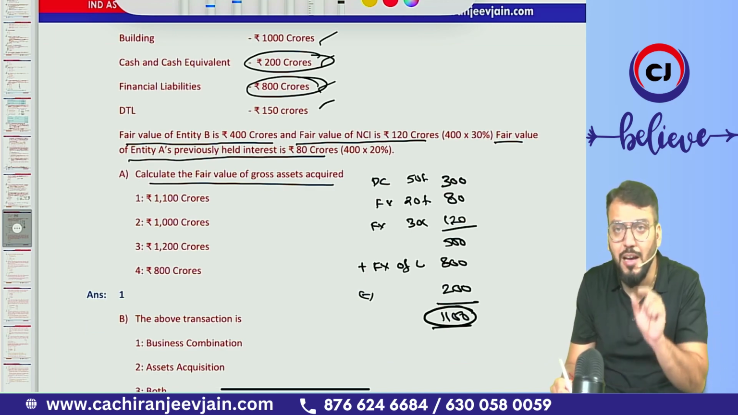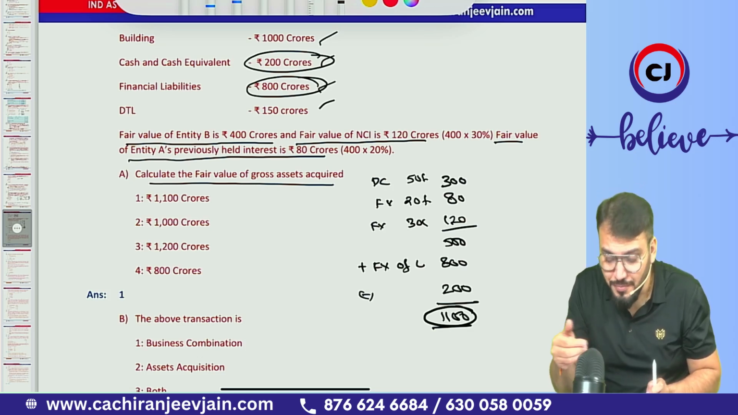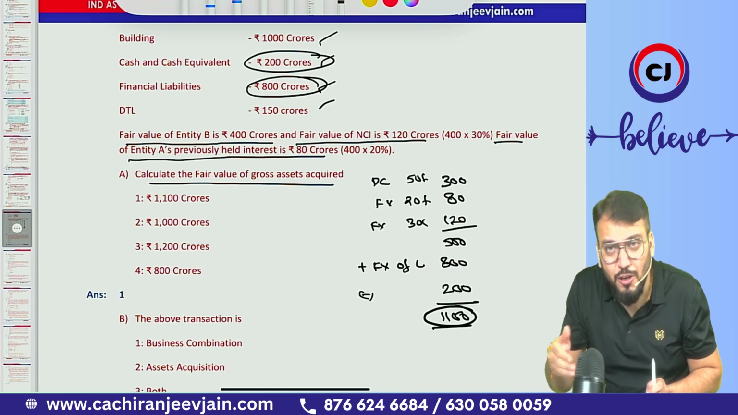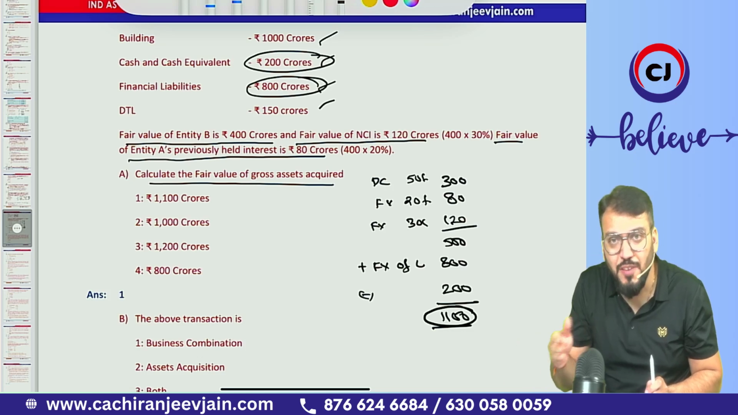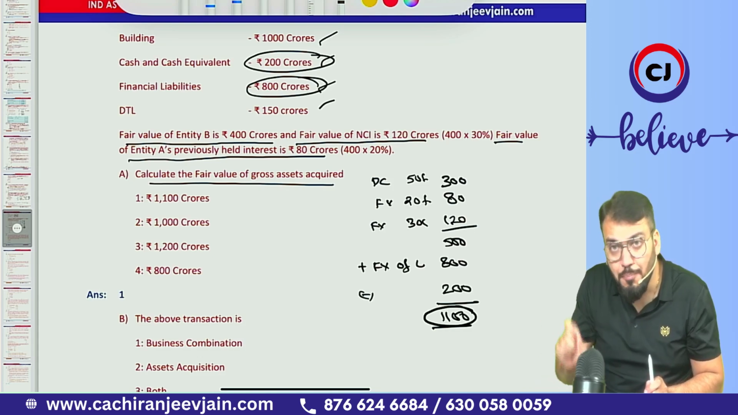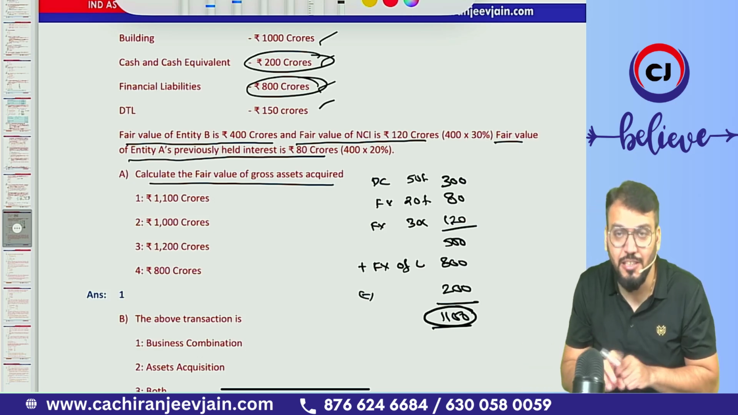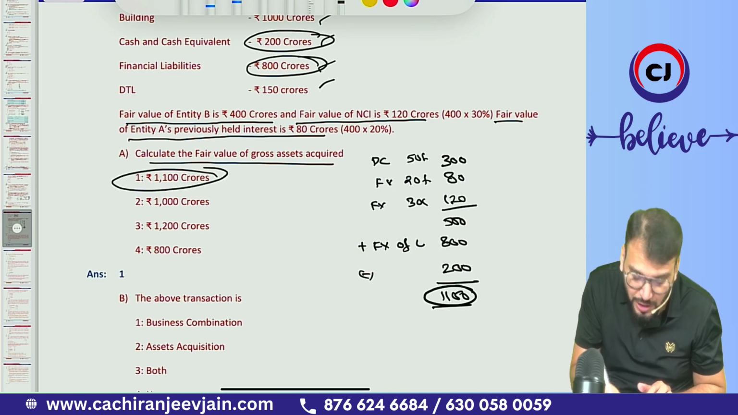So this one formula is what? To find out fair value of gross asset acquired, it is fair value of consideration paid plus fair value of previously held equity interest plus fair value of NCI plus fair value of liability assumed excluding DTL minus cash and cash equivalent minus DTA if any. Correct? Now that will become the fair value of gross asset acquired. So 1100 is the answer. Option number 1 is correct.